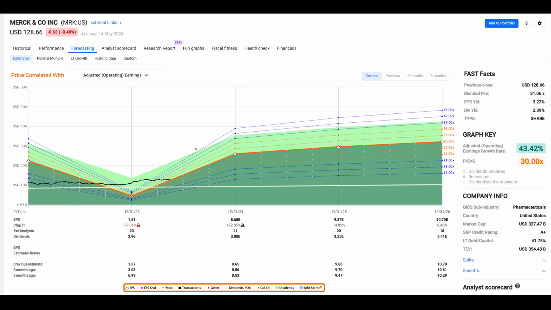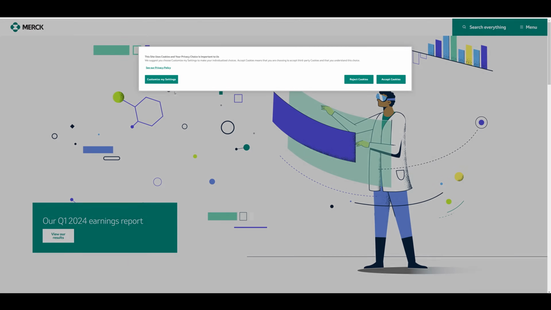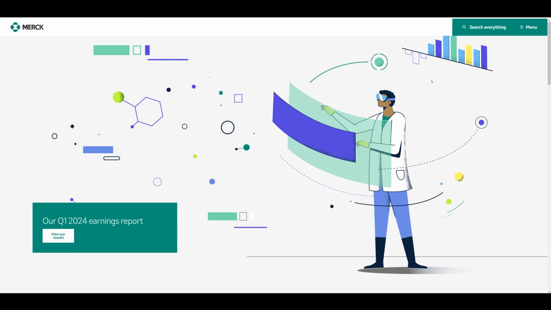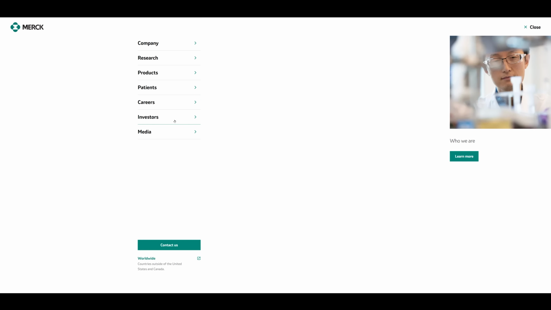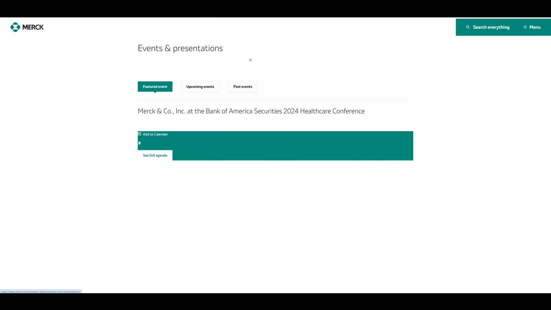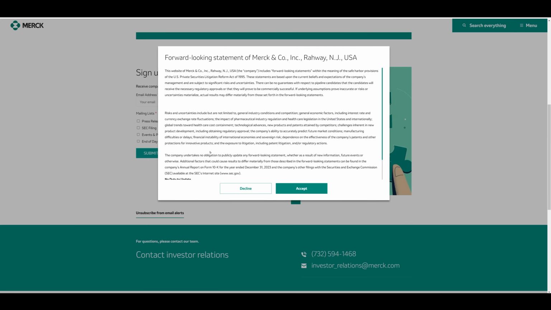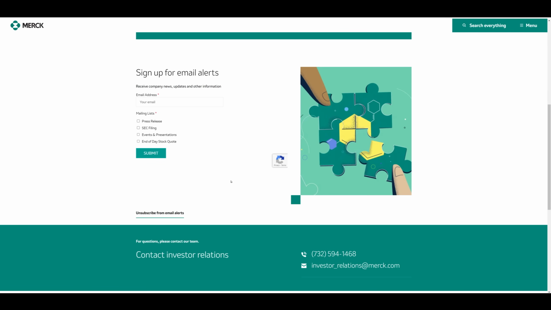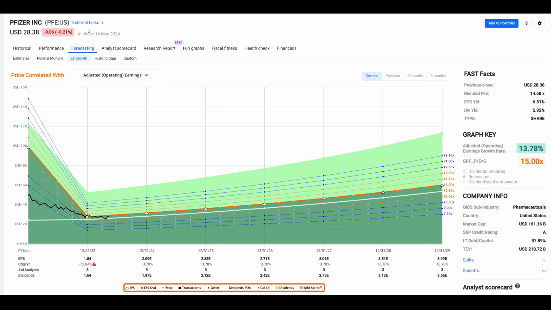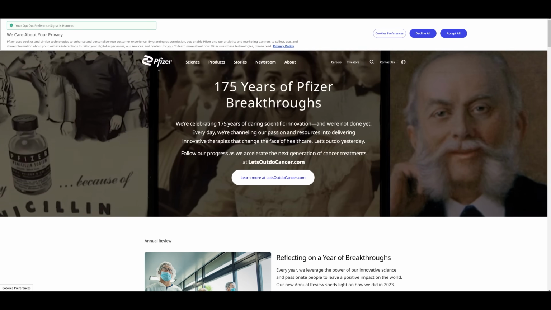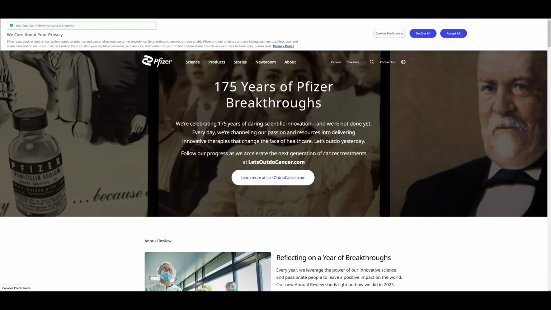And of course, the answer to that is to go directly, and again, FASTgraphs facilitates that, go directly into the company's website, and then you can go in and look at things like, go into their menu here and go into investor services, and there's all kinds of information here, events and presentations. You can see what the company's expecting and why they're expecting it. You could do, of course, the same thing with Pfizer by going into their corporate website, and you can, again, go to investor services and look for their stuff.